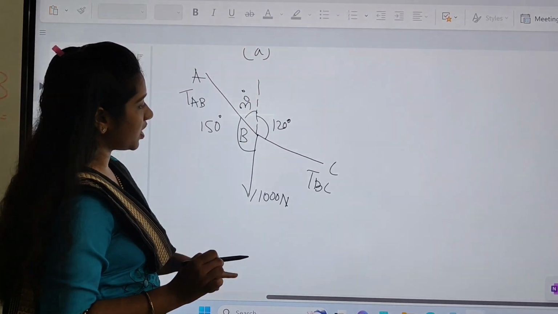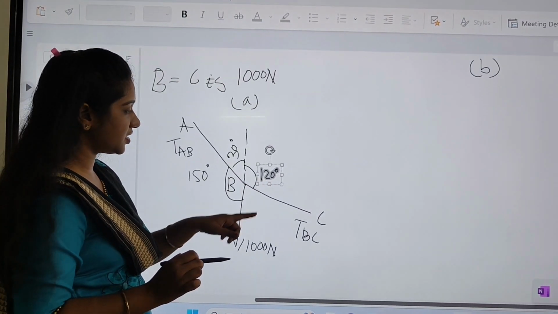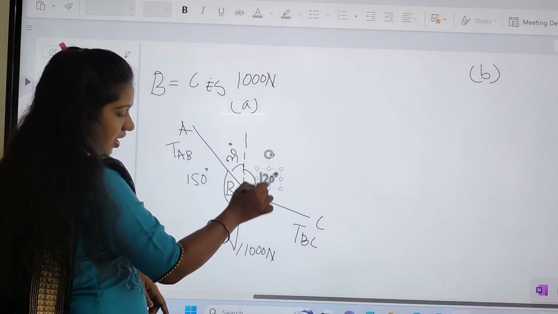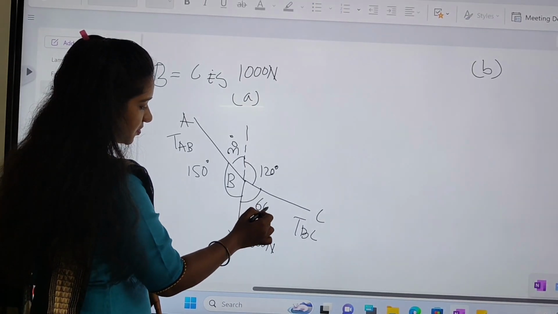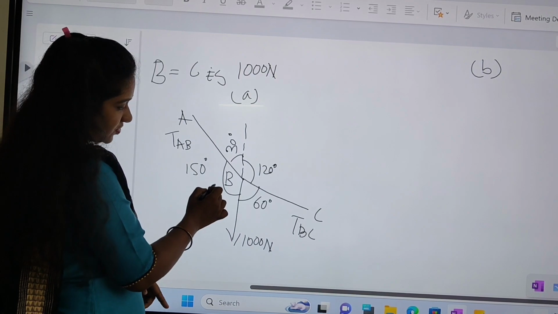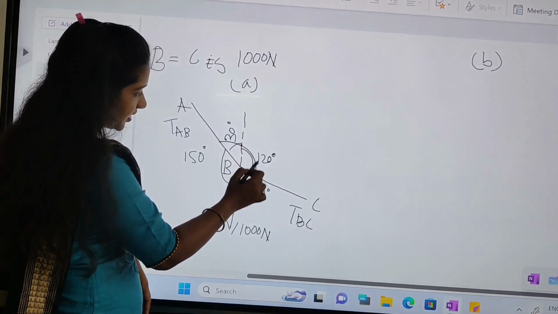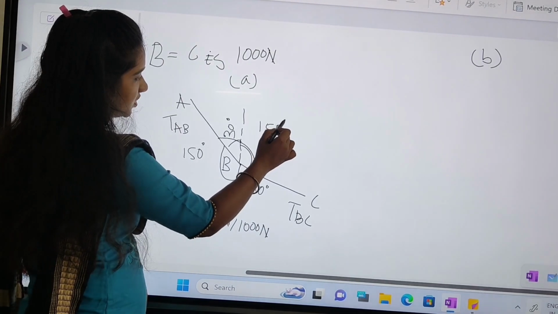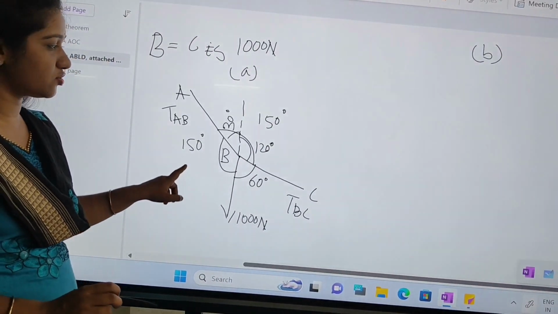Here this one also is a straight line. Here this angle is 120 degrees. So 180 degrees minus 120 degrees is 60 degrees. We found three angles. So this one is 150 degrees, this one is 60 degrees, and this whole angle is 150 degrees. Next, we apply the sine rule.